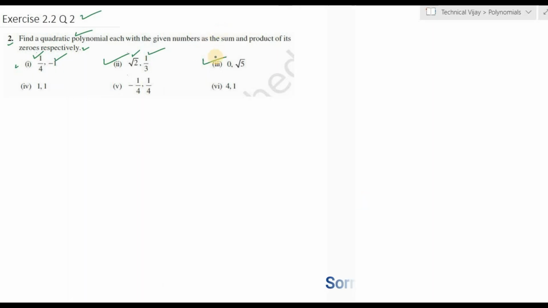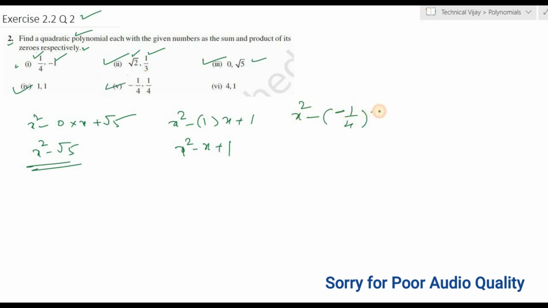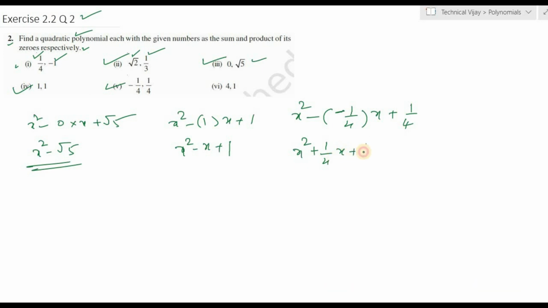So the third one, 0 and root 5. So x square minus 0 into x plus root 5, so x square plus root 5. This is the polynomial, that's all. And the fourth one, x square minus 1 into x plus 1, so this is x square minus x plus 1. Then the fifth one, x square minus of 1 by 4 into x plus 1 by 4, so x square plus 1 by 4 x plus 1 by 4.